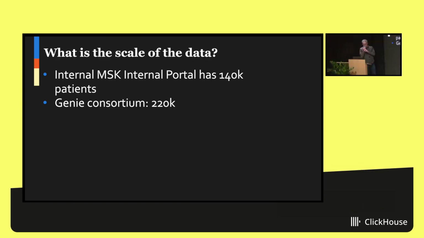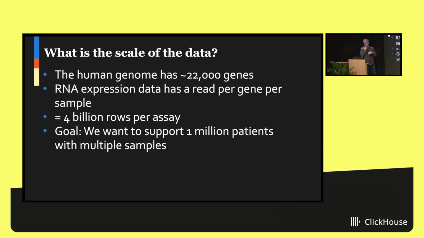So getting now to the technology, what is the scale of the data? The internal MSK portal has 140,000 patients. We manage another portal for the Genie Consortium that has 220,000 patients in it. The human genome has 22,000 genes in it. An example of just one assay that we do, when we detect what's going on, it's not quite sequencing, but RNA expression data has a read per gene per sample, so that gets you to 4 billion rows very quickly. And we ultimately want to make sure that the portal can support millions of samples.